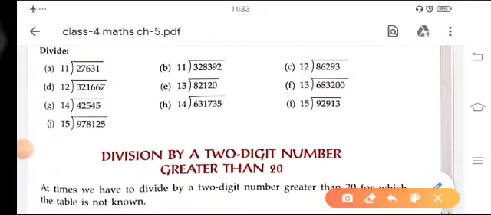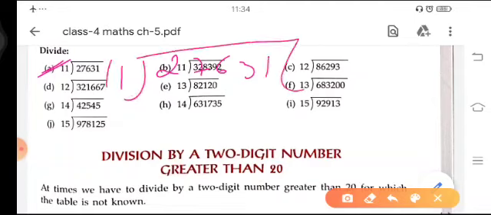Now we will move to our exercise, and this exercise is based on long division with remainder. Now we will try to solve part a of this question. In this part we have to divide 27,631 by 11. How will we divide it? We will write 27,631 divided by 11.